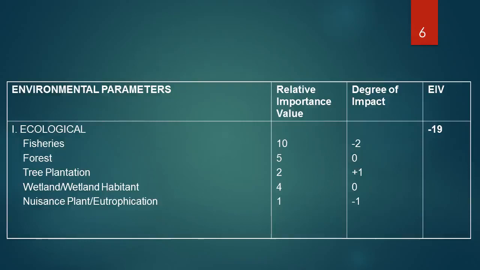Environmental parameters like the ecological, which includes fisheries, have a relative importance value of 10 and a degree of impact of -2, and forest has a relative importance value of 5 and 0 degree of impact. Tree plantation has relative importance value 2 and +1 degree of impact, and wetland habitat has relative importance value 4 and 0 degree of impact, while eutrophication has 1 relative importance value and -1 degree of impact. Overall, the environmental impact is -19.